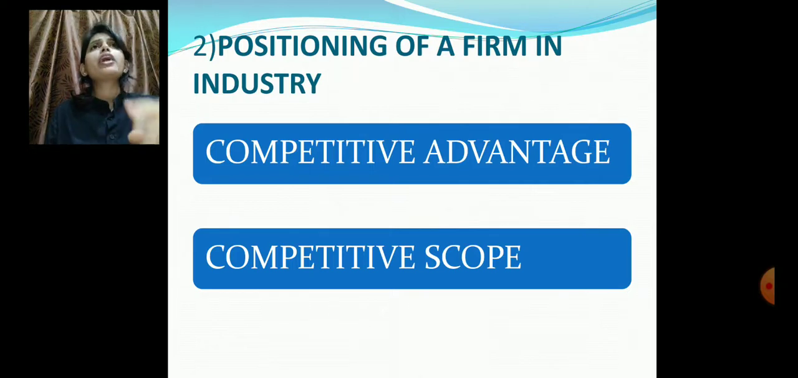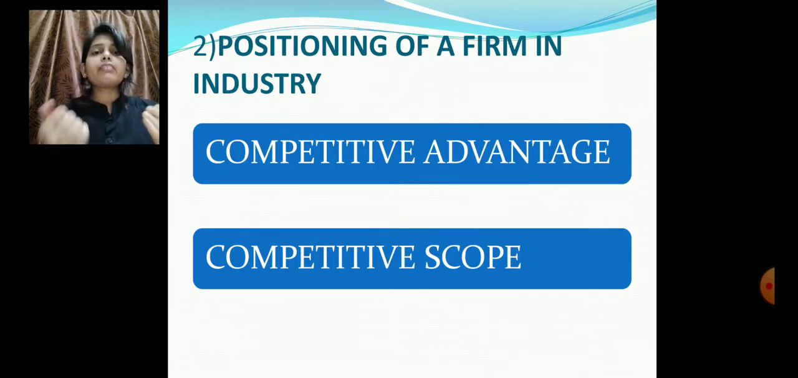It simply means creating an image in the mind of the consumers in a better way in relation to your competitors. Two aspects are there under this: competitive advantage and competitive scope. When we are talking about competitive advantage, we are talking about the advantage or efficiency involved in creating the product in a better way and making it different from what others are making.